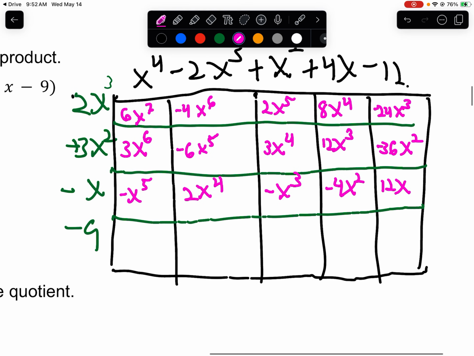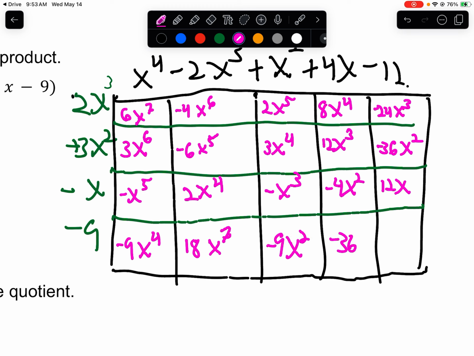All right? Then you got negative 9 times x to the fourth. Negative 9 times negative 2 is 18x to the seventh. Negative 9 times x squared is negative 9x squared. Negative 9 times 4x is negative 36x. Negative 9 times negative 12 is positive 108.